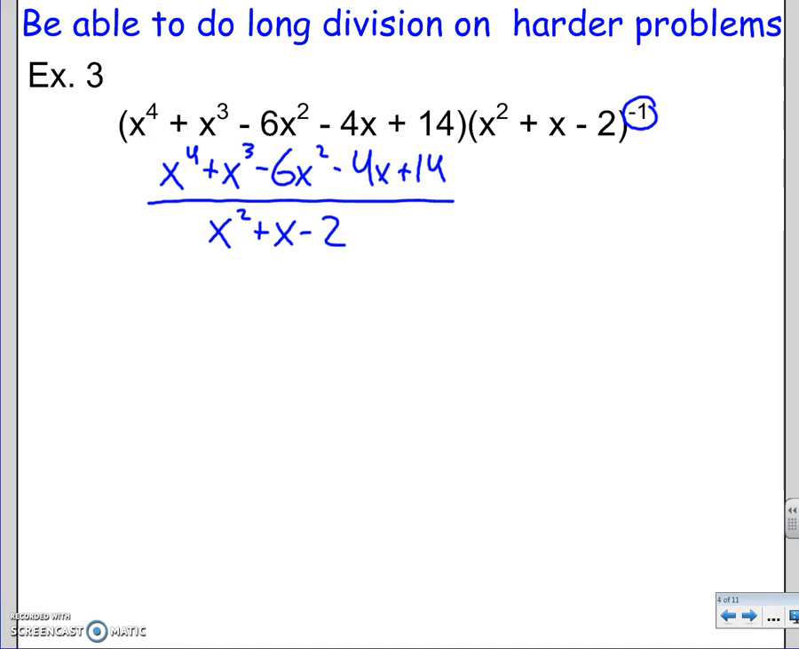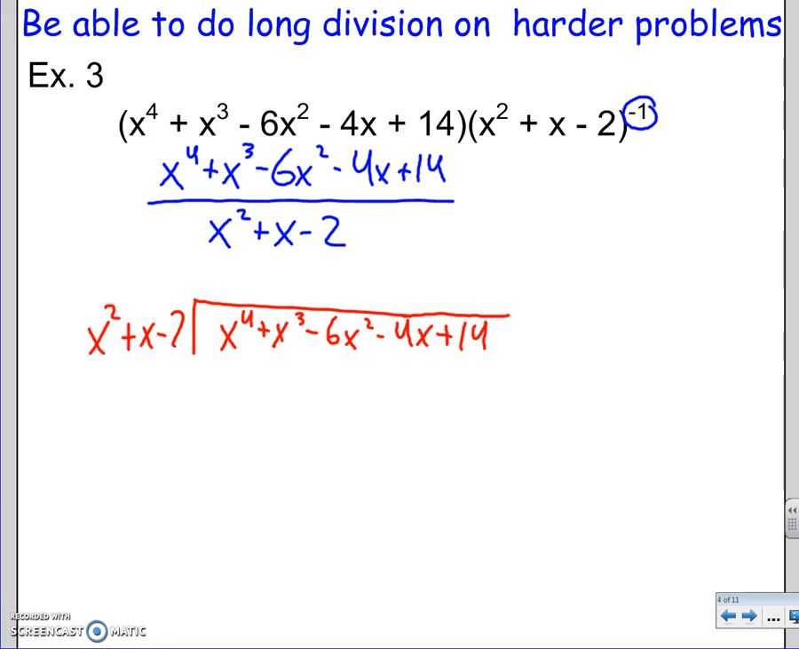So this actually is a division problem. You know, it looks like multiplication. Take exponents first in PEMDAS. So now let's write it in our long division form. So inside is x to the 4th plus x cubed minus 6x squared minus 4x plus 14. That's being divided by x squared plus x minus 2.